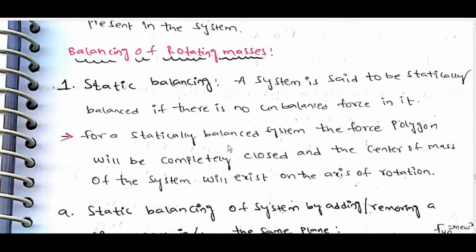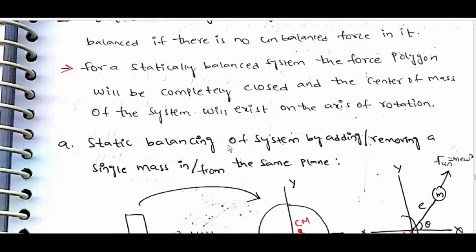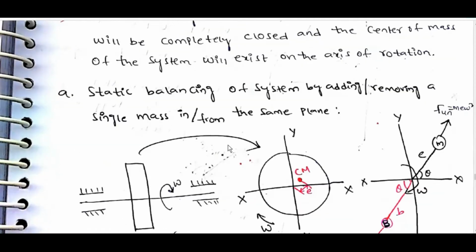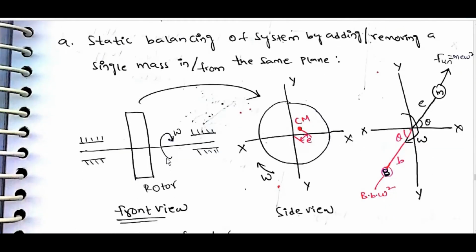Balancing of rotating mass. Static balancing. A system is said to be statically balanced if there is no unbalanced force in it. For a statically balanced system, the force polygon will be completely closed and the center of mass of the system will exist on the axis of rotation. Static balancing of a system by adding or removing a single mass in or from the system.